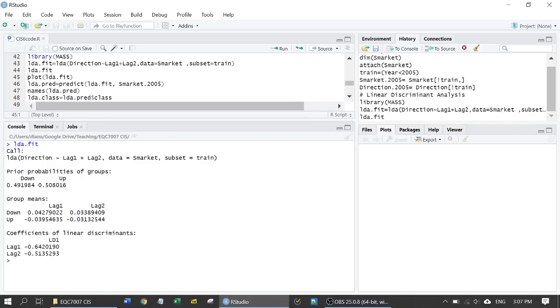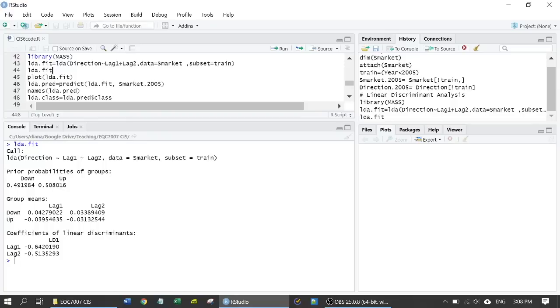Okay. And lastly, we see the coefficients of linear discriminants. So basically, these are the coefficients for this model. These are the multipliers of the elements for the linear discriminant analysis. I'm so sorry, my voice has become croaky right now.